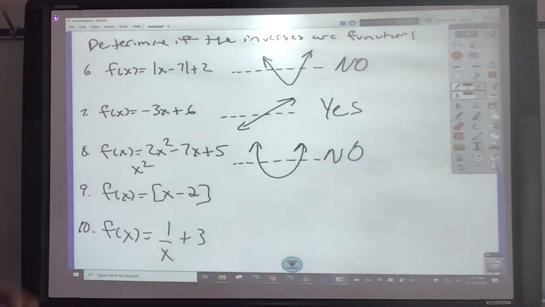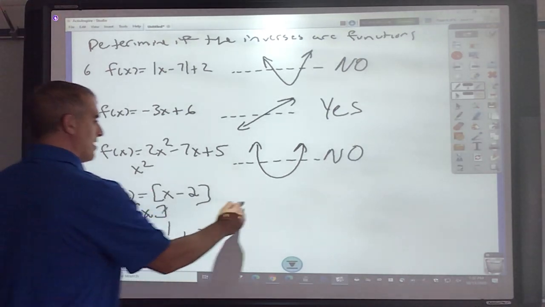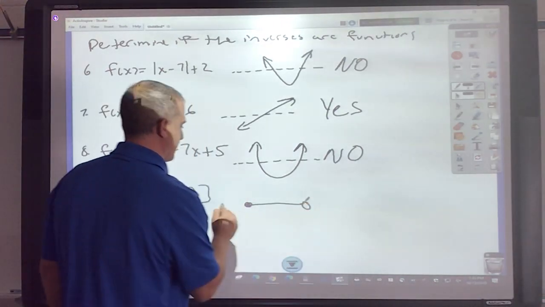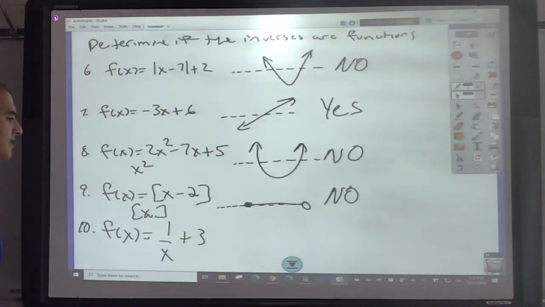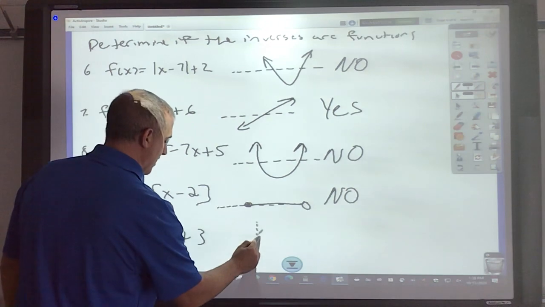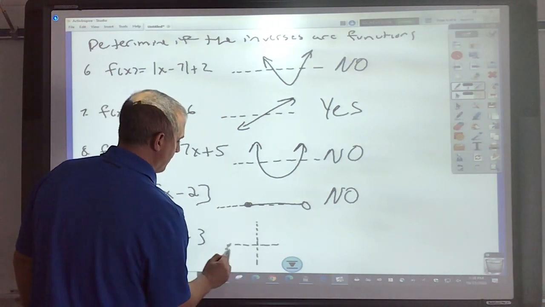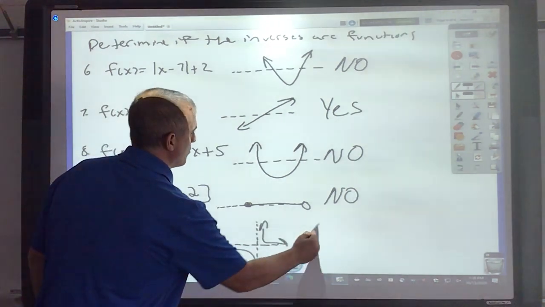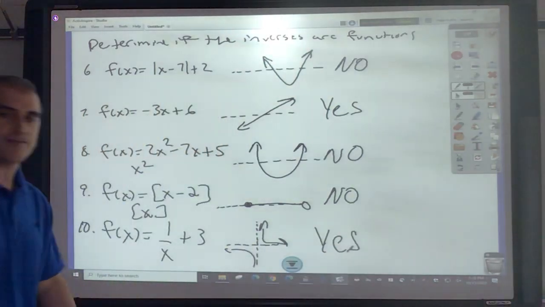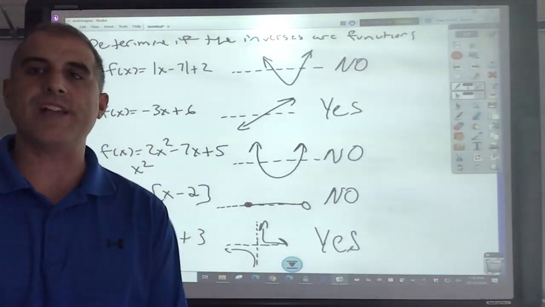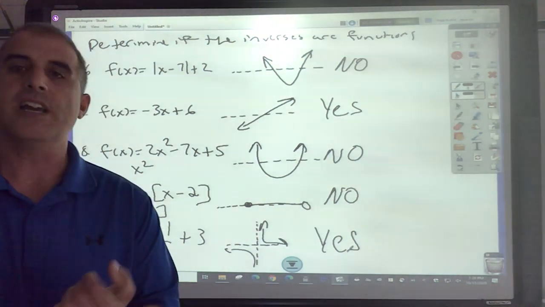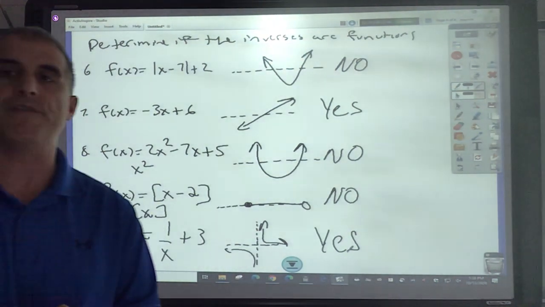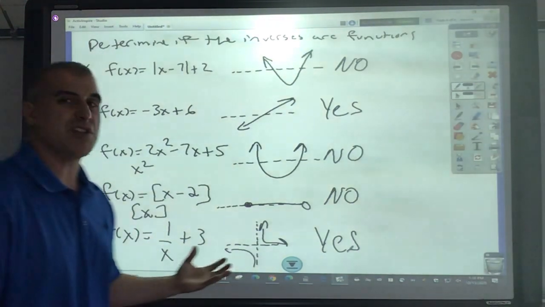This is the step function. We know the step function looks like this. That's also going to be no. This is a rational function, and this is the one we have to be careful of. This one would be yes. So that's a graphical way of using the horizontal line test to figure out whether the inverses will be functions. And that's pretty much the end of the unit.